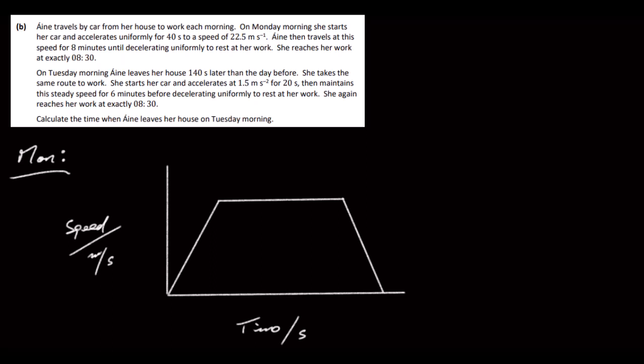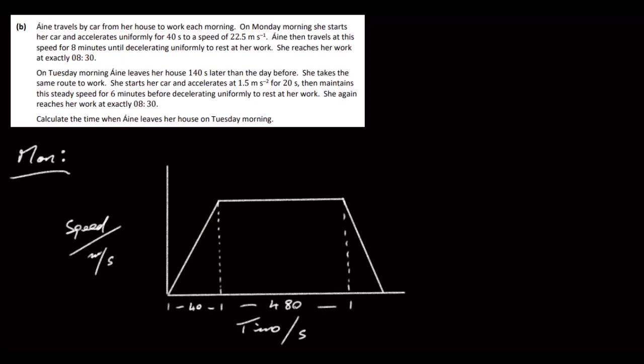Now let's see, she starts her car and accelerates uniformly for 40 seconds. So she's going to accelerate uniformly for 40 seconds. So it's 40 seconds from here to here. She travels at this speed for 8 minutes. So 8 minutes is 480, I should say seconds. So that's going to be from here to here, 480 seconds.